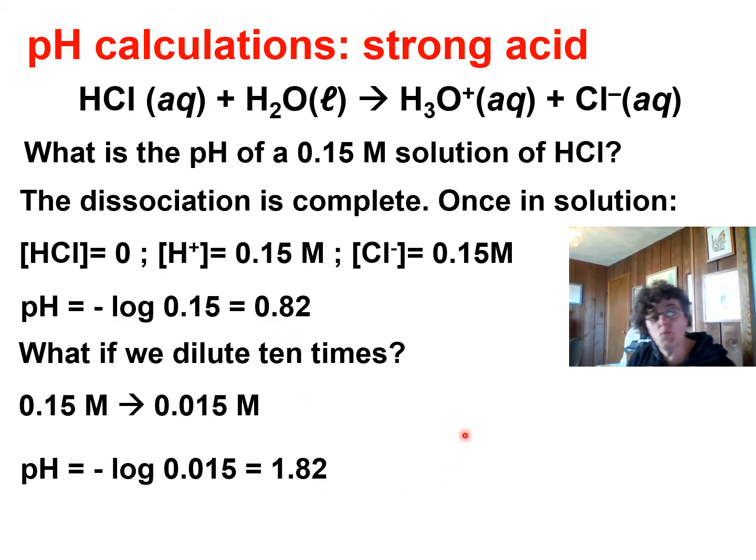If you had a weak acid, by diluting 10 times, the pH would also go up, but not as much. So again, the pH is going up, getting bigger, because the concentration of the H plus is getting smaller. It's a full unit of difference if you have a strong acid, and less than a full unit if you have a weak acid.